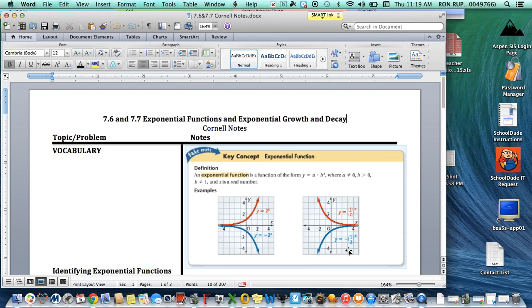Now, in general, when you're dealing with the exponential function, these letters, y, a, b, and x, are going to mean something. You know, y is still going to be your output. X is still going to be your input. And so what it ends up becoming is y equals the total, a equals the initial value, b equals your factor, and we'll talk about that more in a minute, and x is the duration, usually the time.